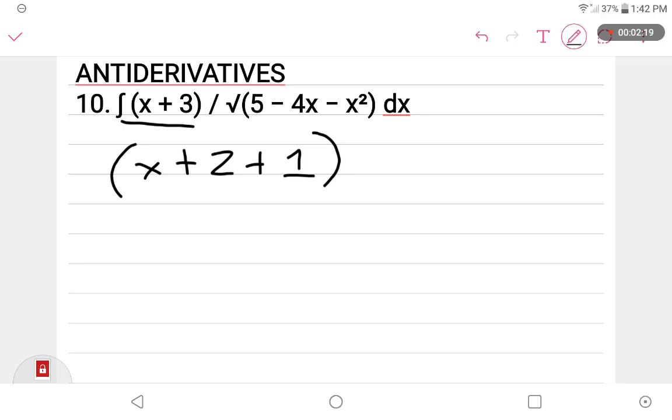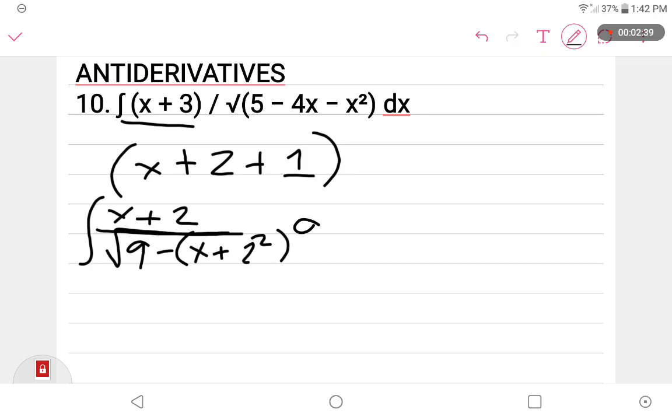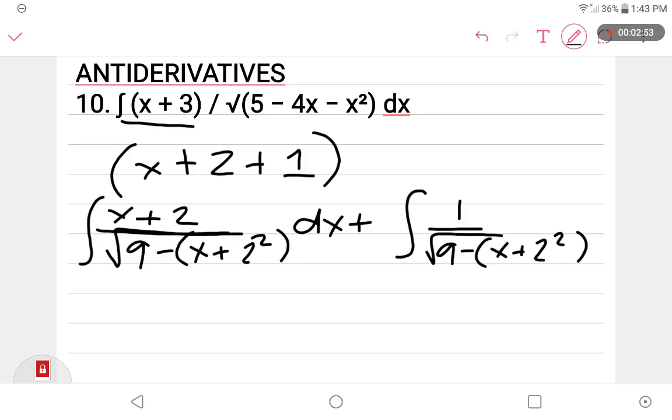Now, we split this into two separate integrals. The first part is the integral of (x + 2) all over the square root of 9 minus (x + 2)² dx, plus the integral of 1 over the square root of 9 minus (x + 2)² dx. But first, let's solve the first integral.